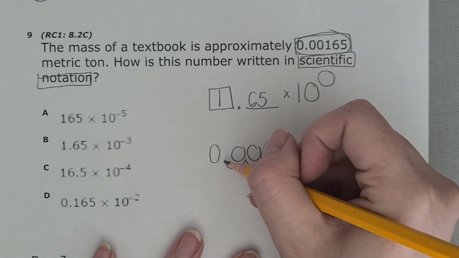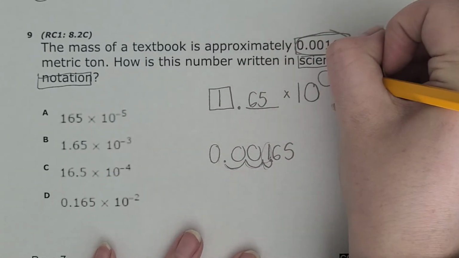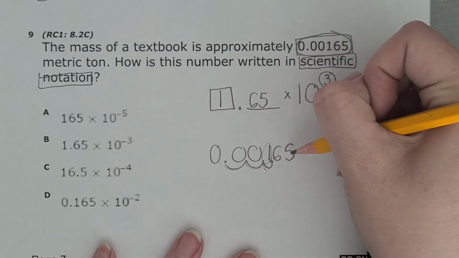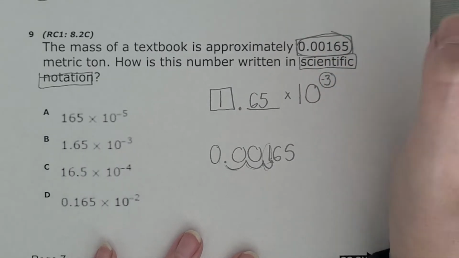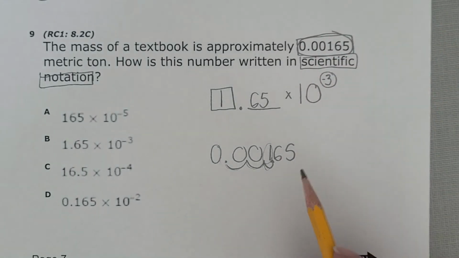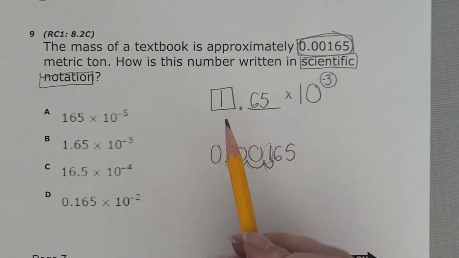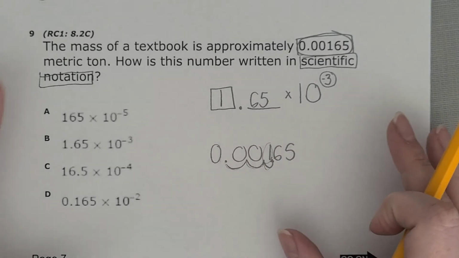Okay, I moved it over one number, 2 place values, 3. Okay, I moved it over 3. And this is a tiny decimal less than 1. So I know this is going to be a negative number. If it was positive, this would have been a big number larger than 1. Okay? So I'm going to look for the one that matches 1.65 times 10 to the negative 3.